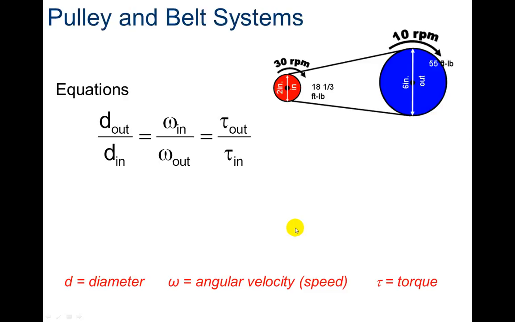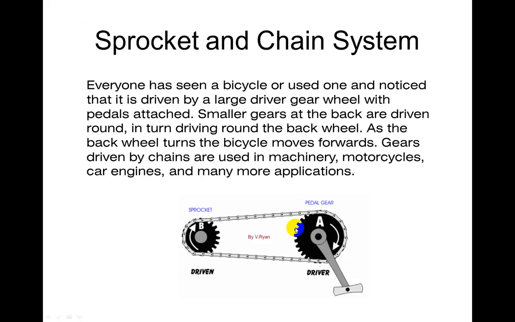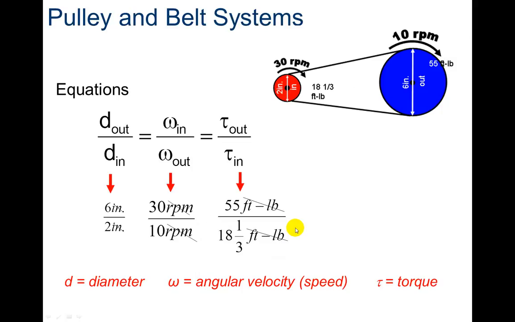We're looking at the same equations. All right, this diameter out over diameter in equals angular velocity in over angular velocity out, which equals torque out over torque in. Of course, we don't have teeth on this one, so we're not going to see number of teeth. But it's worked the exact same way. Okay, all of these equaling the gear ratio or pulley and belt system ratio would be 3.